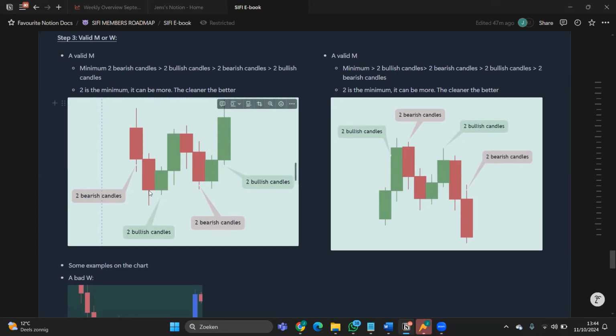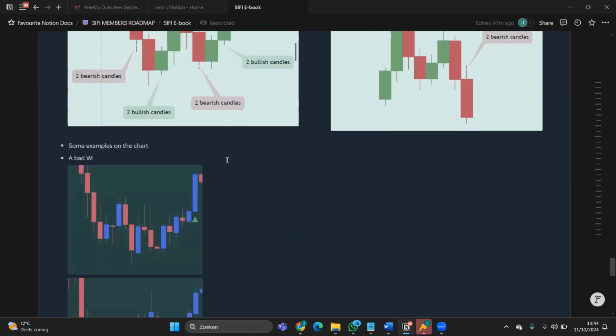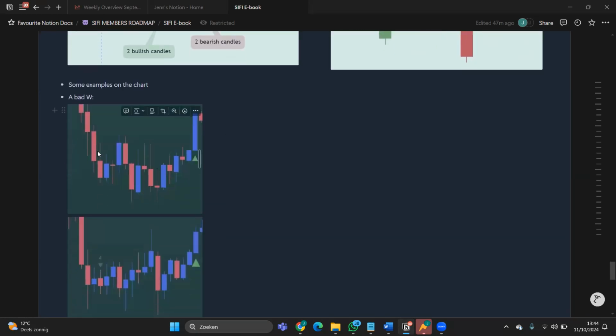So what we want to see is not only that the second low is a higher low, but also that we have two candles down, two candles up, two candles down, two candles up. You can have three, you can have four, that's fine, but the minimum is two. If we only have one candle in one of those legs, it's not really a good M or W. Like right here, for example, it's a bit choppy, right?